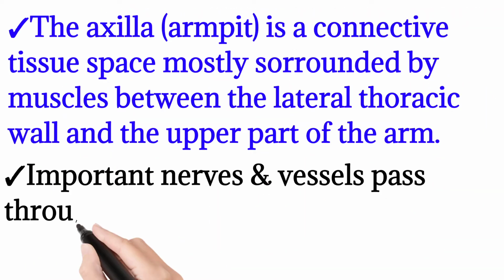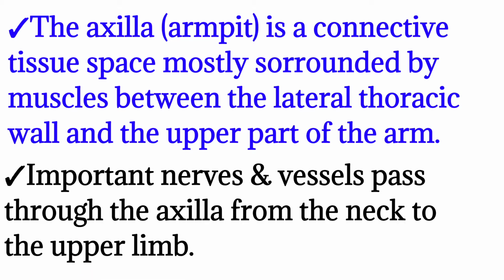The axilla or the armpit is a connective tissue space, mostly surrounded by muscles, between the lateral thoracic wall and the upper part of the arm. Important nerves and vessels pass through the axilla from the neck to the upper limb.